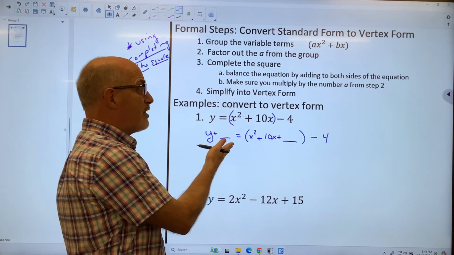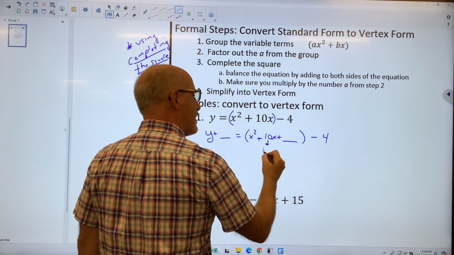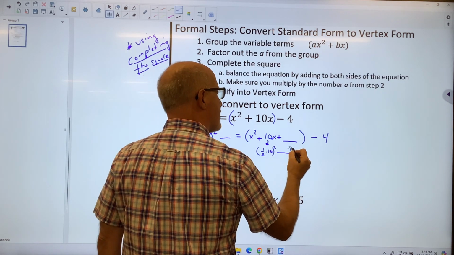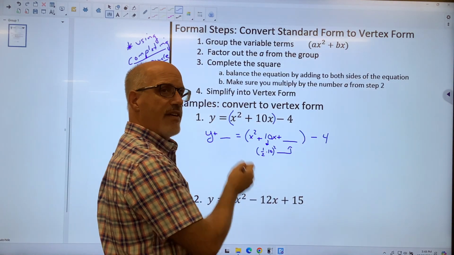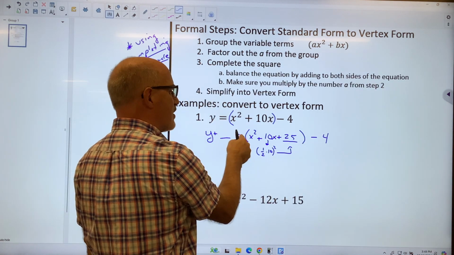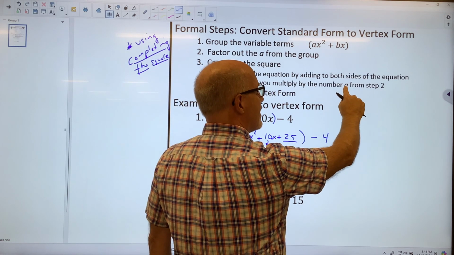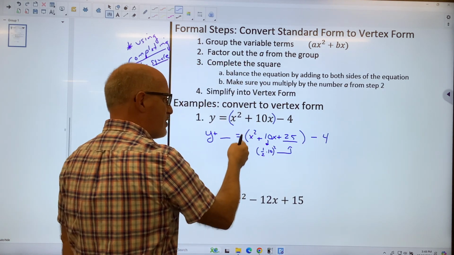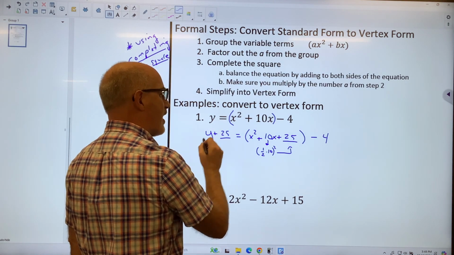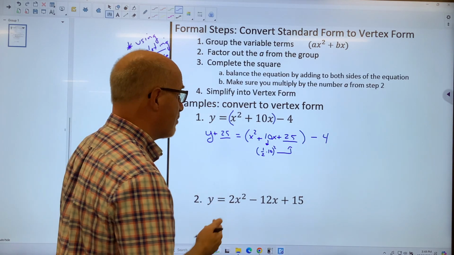Now we complete the square just like we did before. We take half of this 10, square it, and add it to this here. Half of 10 is 5. 5 squared is 25. Whatever's in here, if there's a number out here, we have to multiply it. That's this extra step. Make sure you multiply it by the number a from step 2. Well, there's not a number in front of x squared, so all we have to do is add 25 to this other side. But it's to y rather than to a number like we did in completing the square for solving.